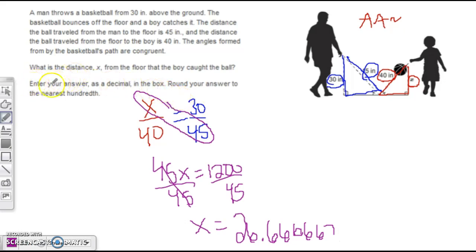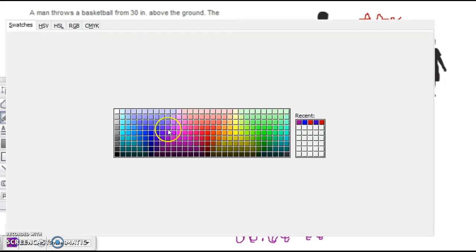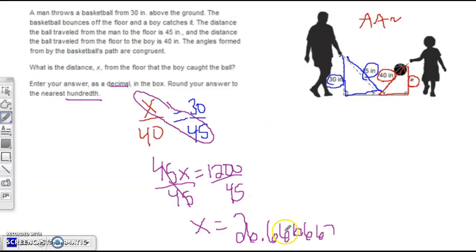So let's go back and see what the answer wants. It wants it as a decimal, rounded to the nearest hundredth. Okay, so let's just do a quick rounding review. The hundredth is the second decimal place, because you have a decimal, and then you think about zeros. So 10 has 1 zero. 100 has 2 zeros. 1,000 has 3 zeros.